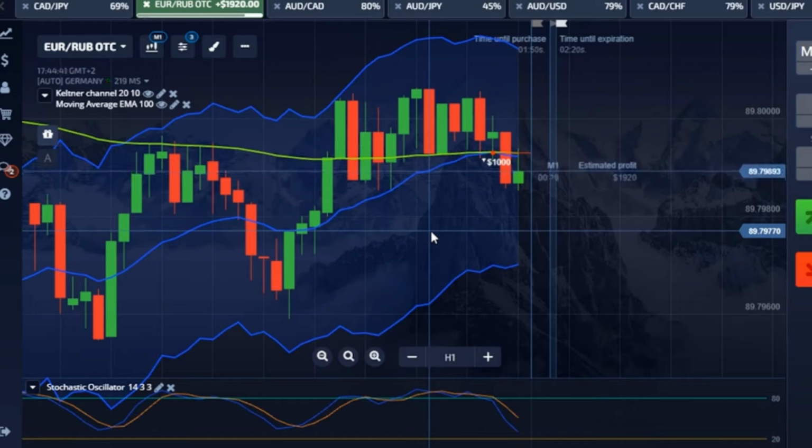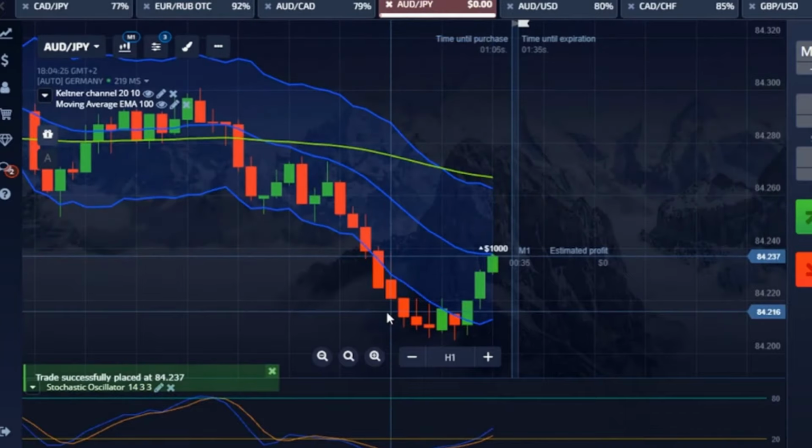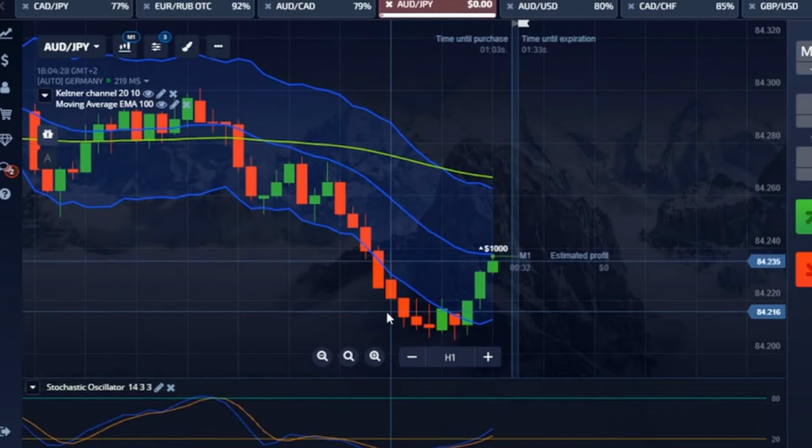The trade is going perfectly well in our favor, so let's hope it ends successful. Great, the trade is successful and now we are going for another trade. Here is another entry point, and it's a good one, so we are placing one call option trade here.